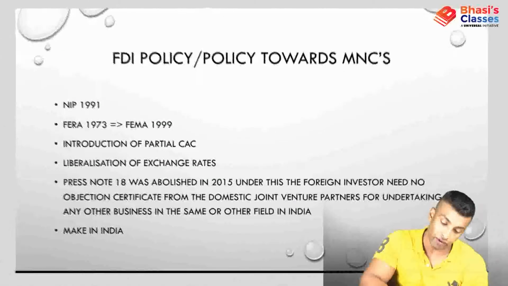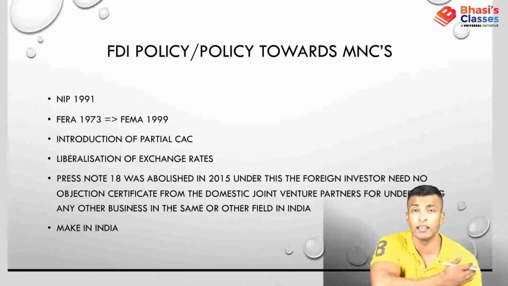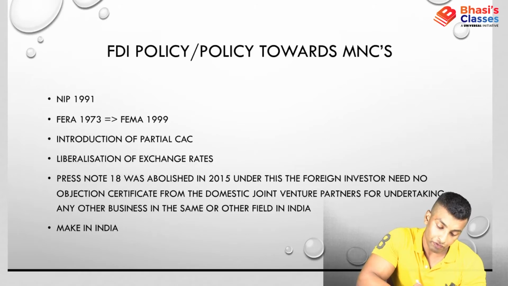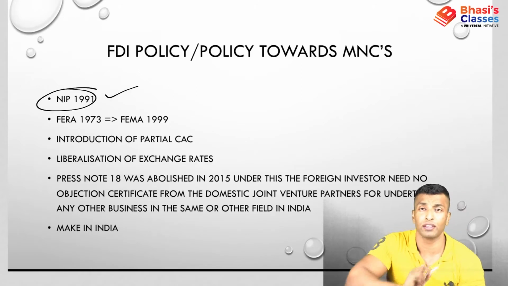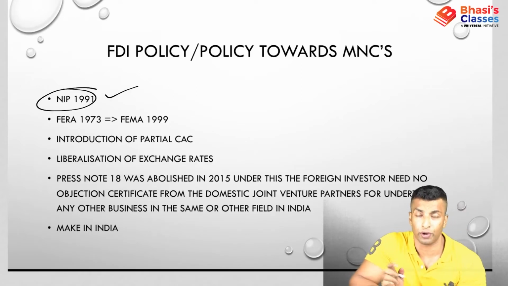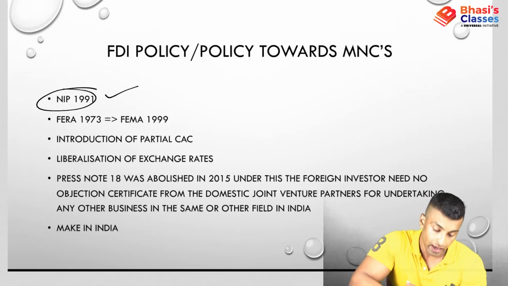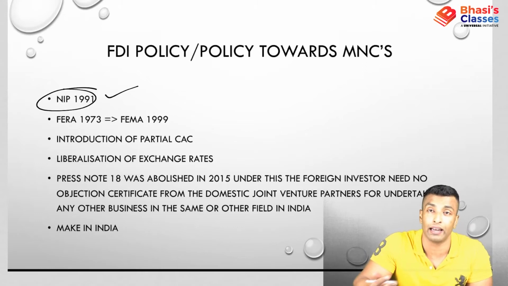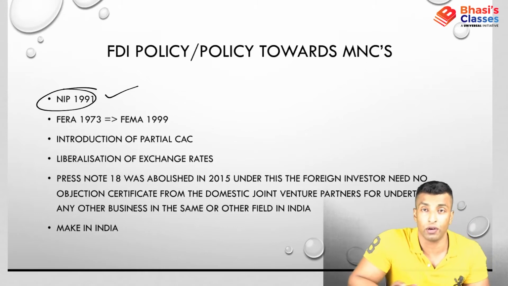Now let's look into the FDI policy or policy towards MNCs. I'm just listing down some of the important policies. I have to discuss this in detail. We'll be discussing this in detail. In fact, I have covered this, but I don't know whether the video is uploaded or not. You will be getting it. New Industrial Policy 1991, talking about scaling, delicensing, FIPB and all this.